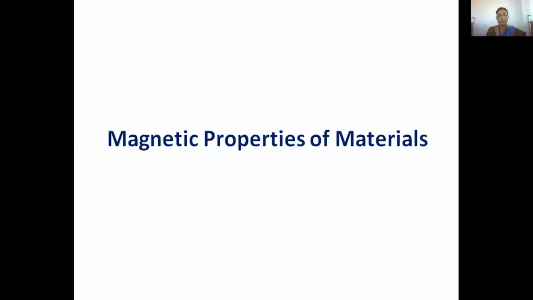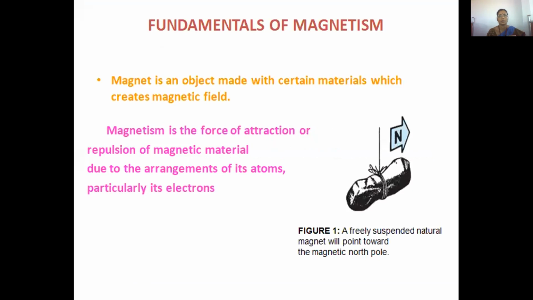Good morning, everybody. Today, our topic for discussion is magnetic properties of materials. So, firstly, fundamentals of magnetism. Generally, what is a magnet? It is an object made with certain materials which creates a magnetic field, like iron, cobalt, nickel, etc.